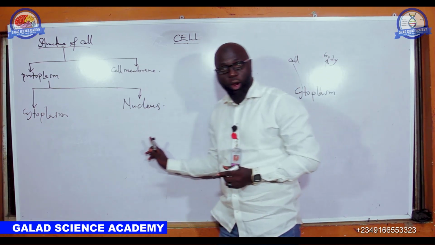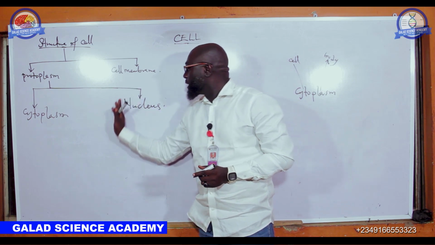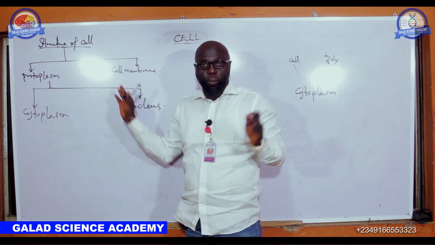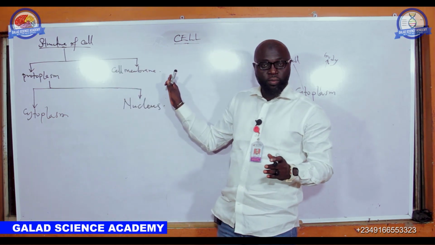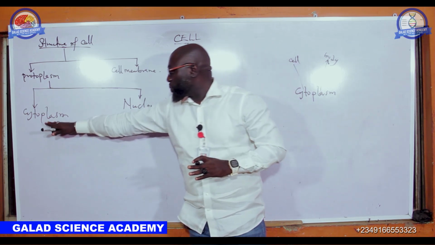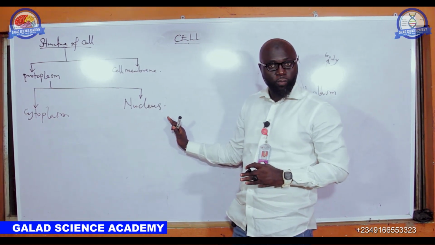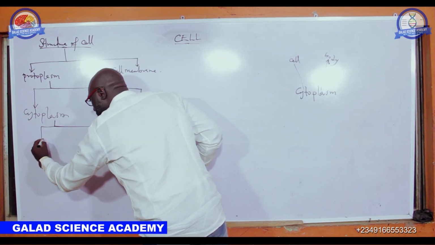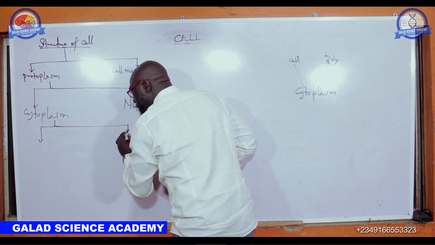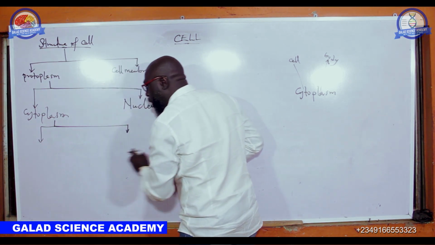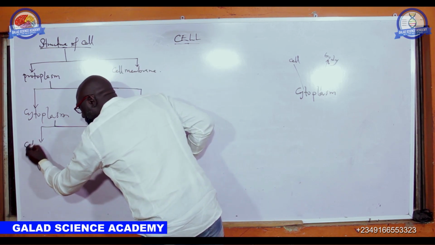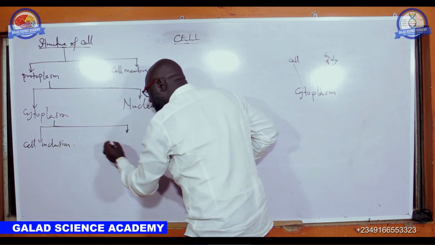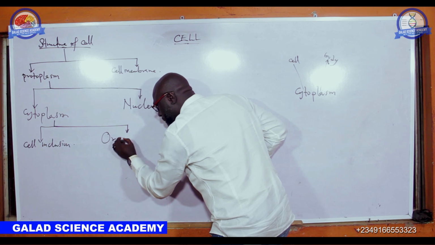The nucleus, according to Robert Brown, can be found at the center of the cell. So the cell is composed of two components, protoplasm and the cell membrane. The protoplasm is divided into two parts, cytoplasm and nucleus. And the cytoplasm is also divided into two parts. We have what we call cell inclusion, and we have what we call organelle.